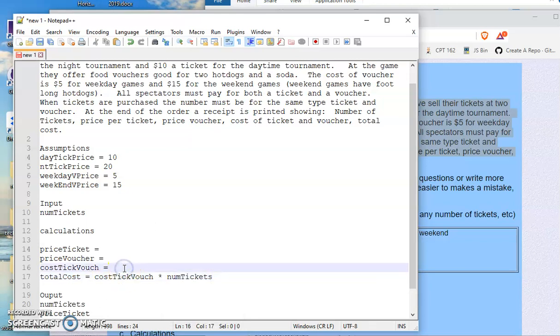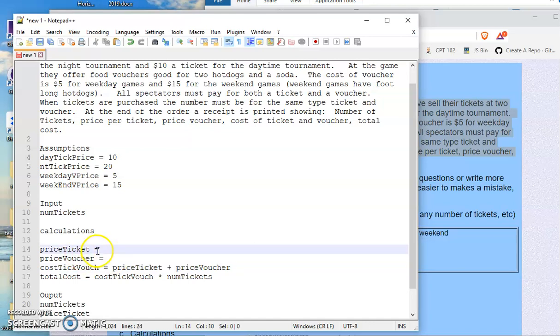And then how do you know what the cost of the ticket and the voucher is? Well, if I know the price of the ticket and the price of the voucher, I guess I could have used price of ticket and voucher instead of cost, but I don't feel like changing it now. All right, so that's going to be price ticket plus price voucher. And then the price of the ticket and the price of the voucher, that's logic.